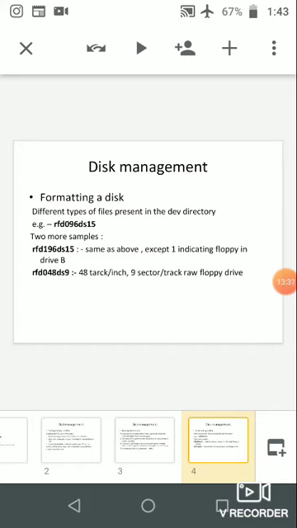Another different kind of file you have seen, RFD048DS9. It also has 0 indicating the A drive, and it indicates that 40 tracks per inch are present there, and 9 sectors per track are there in the raw floppy drive.